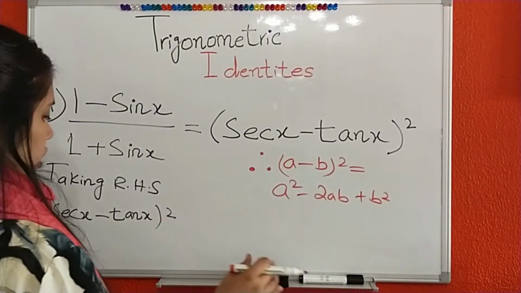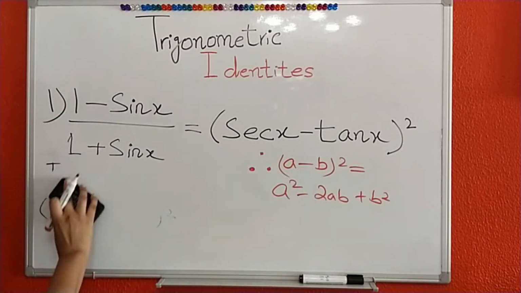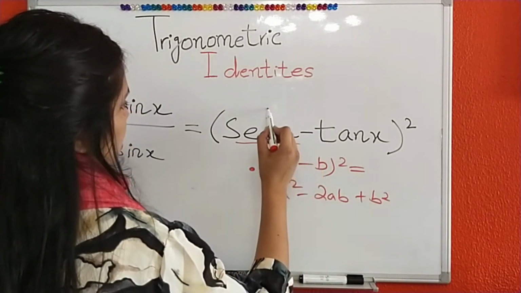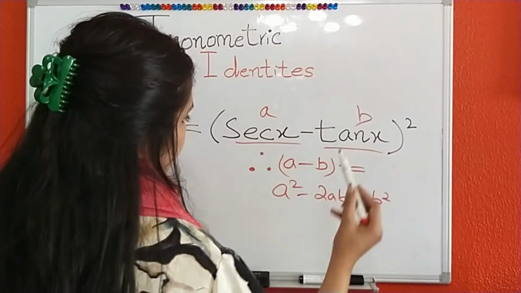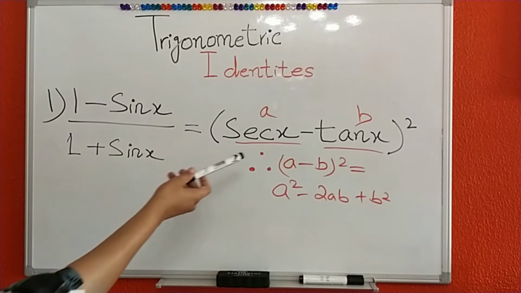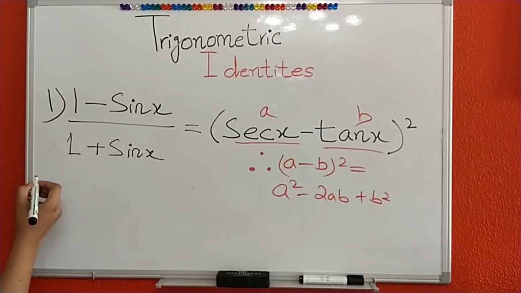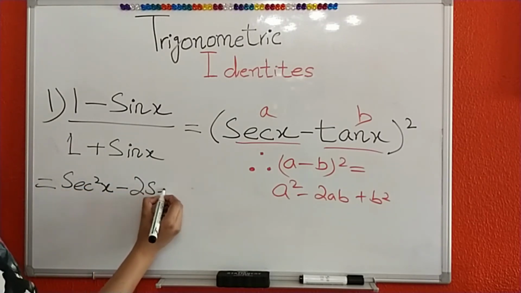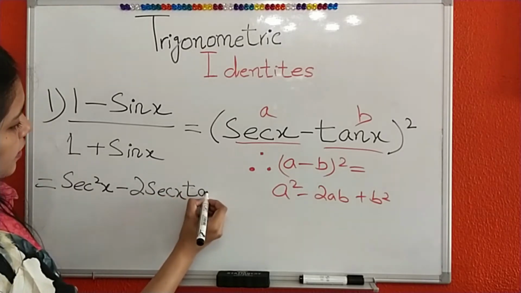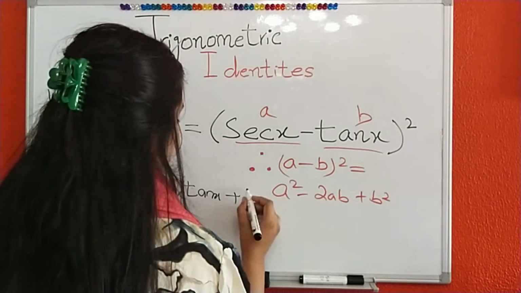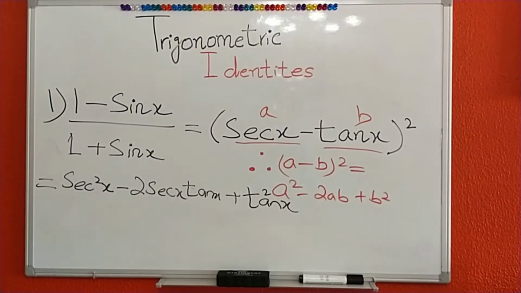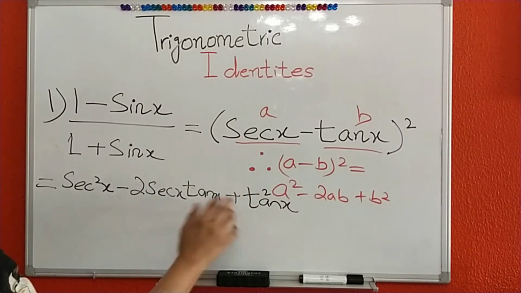Okay, so I'm erasing this part to solve the question. This is a and this is b. I'm just opening the bracket according to this formula. So it is sec square x minus 2 sec x tan x plus tan square x. So I have opened the bracket with this formula.